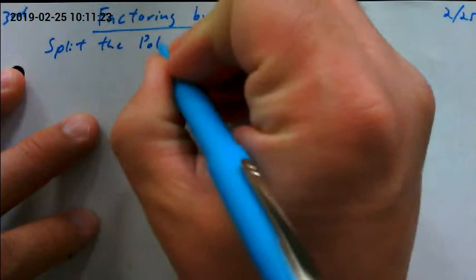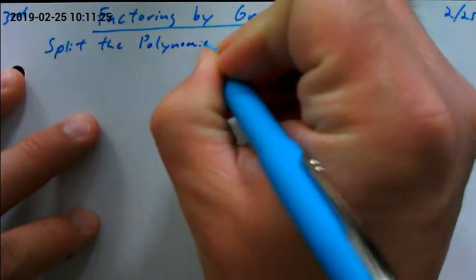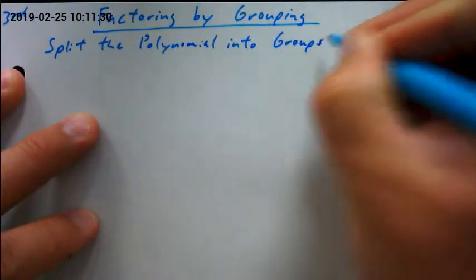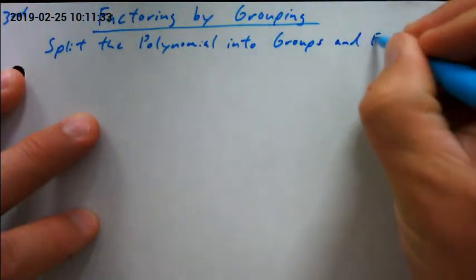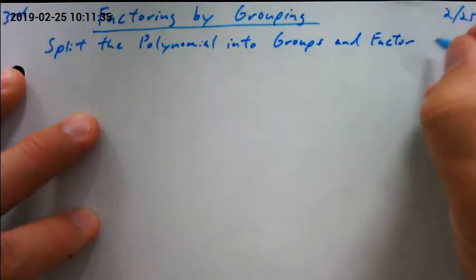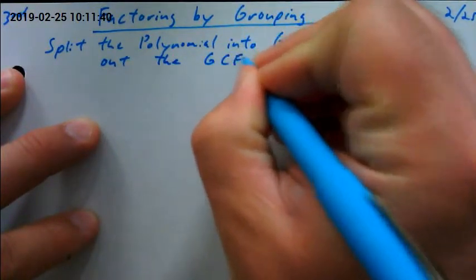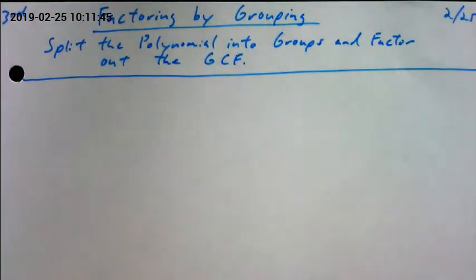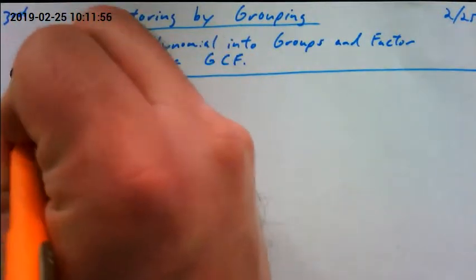So split the polynomial into groups and factor out the GCF. That's what we're going to be doing anytime we're talking about factoring by grouping. We're going to split it, and then we're still doing GCFs. So we're going to do an example, and I'm going to write some notes with this example as well so that you have something to refer back to. So actual steps.